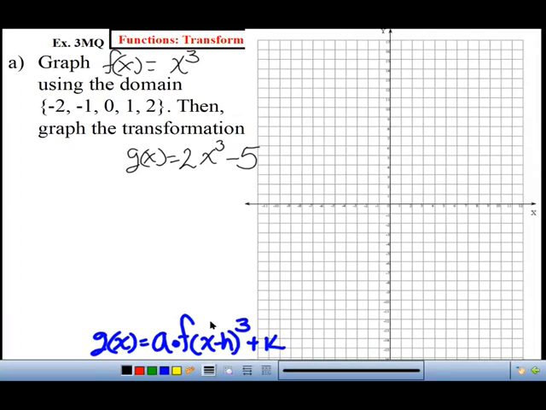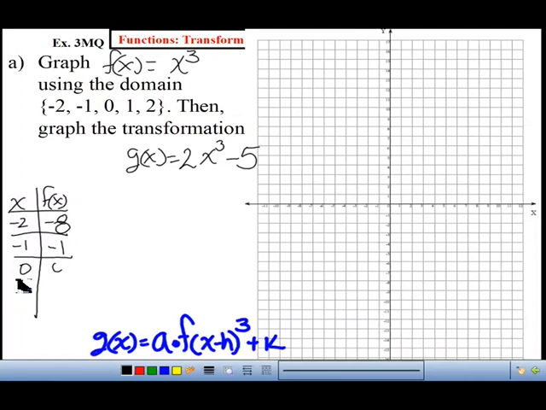All right, here we go. Let's graph our original function over here, x, f of x. -2. What are we doing now? We're cubing it. That means -2 times -2 is +4 times -2, that's -8. -1 cubed. -1 times -1, +1 times -1, that's -1. 0 cubed is 0. 1 cubed is 1. And 2 cubed is 8. All right, let's graph that.